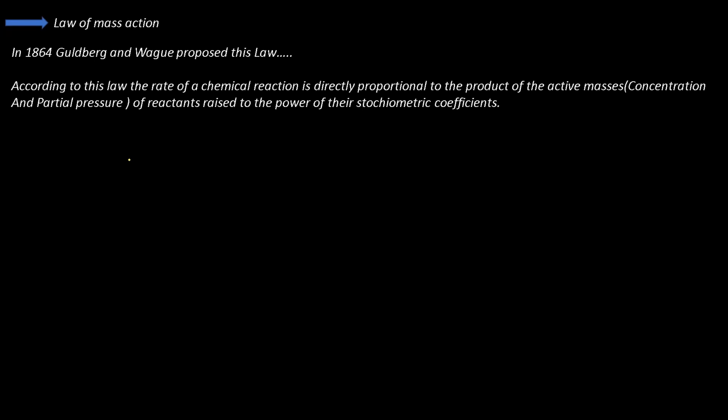Today, we are going to discuss the law of mass action. In 1864, Guldberg and Waage proposed this law. According to this law, the rate of a chemical reaction is directly proportional to the product of the active masses, such as concentration and partial pressure of reactants raised to the power of their stoichiometric coefficients.